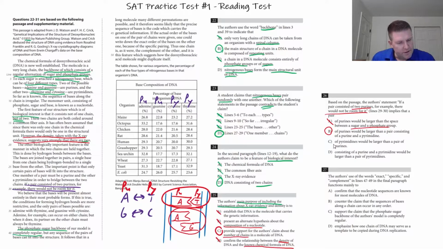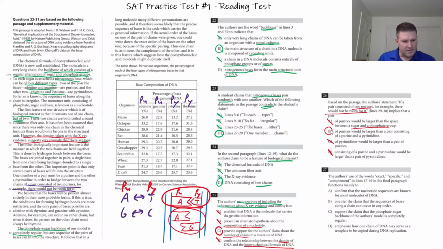So looking at C, a pair of pyrimidines would be larger than a pair of purines. Not true. Pyrimidines are the smaller ones, so you can eliminate C. And then D, a pair consisting of a purine and a pyrimidine would be larger than a pair of pyrimidines. They don't directly give us evidence for this, so no. But B, yeah, we can answer really confidently.